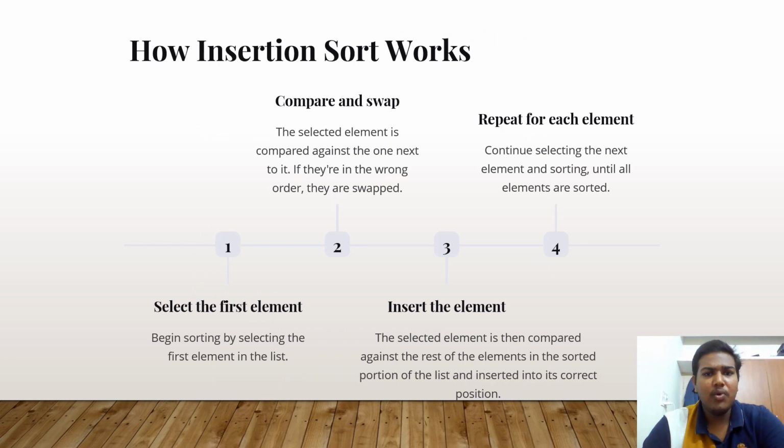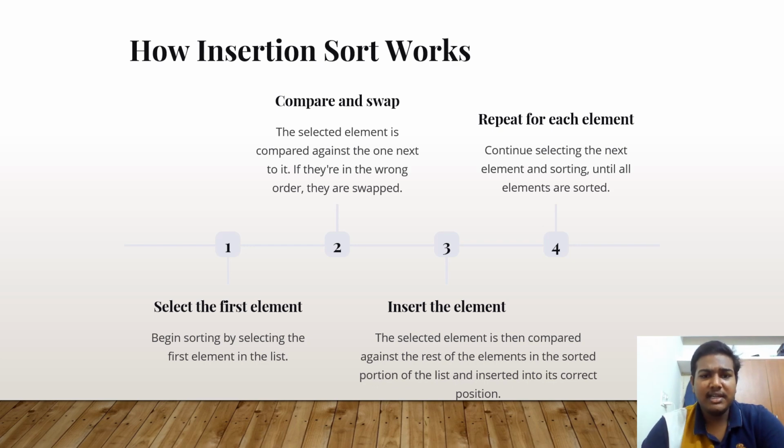Next, how insertion sort works. We have seen the example. We'll see it step by step. There are 4 steps. Select the first element, compare and swap, insert the element, repeat for each element. First, select the first element. Begin sorting by selecting the first element in the list. We have selected the first element as 4. We have seen this in the example.